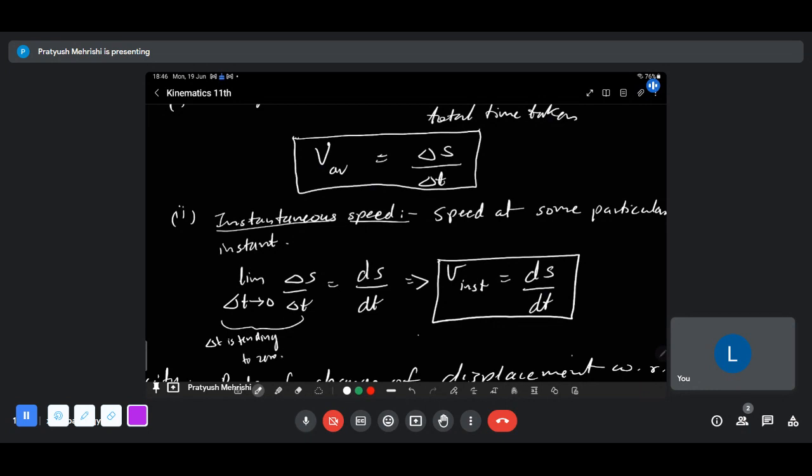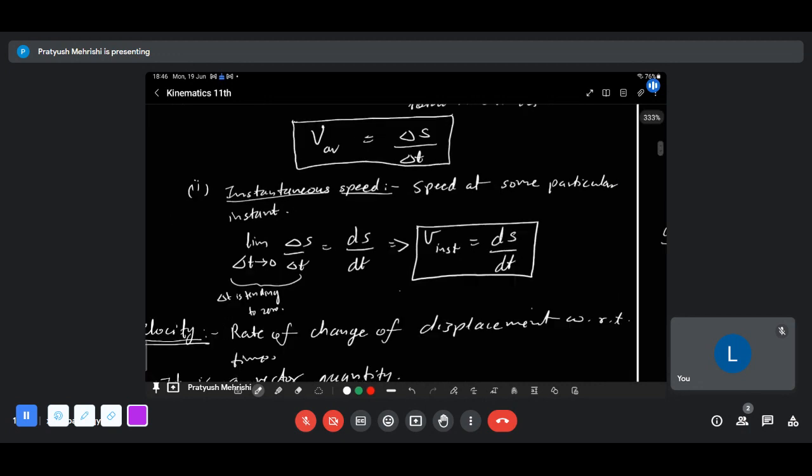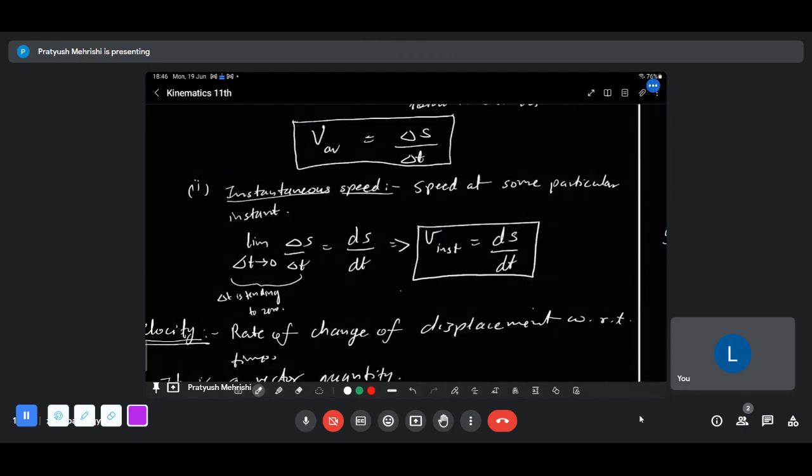It is not becoming zero, but it is tending to zero. It is going very near to zero. Still, it is not zero. This we write as ds by dt. So instantaneous speed is ds by dt, or differentiation of displacement vector. Sorry, not displacement vector. Differentiation of distance will give us speed, instantaneous speed.